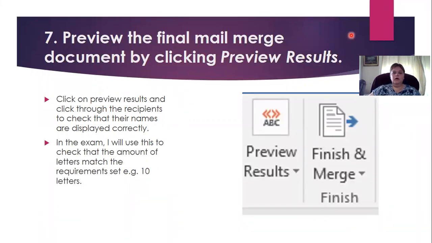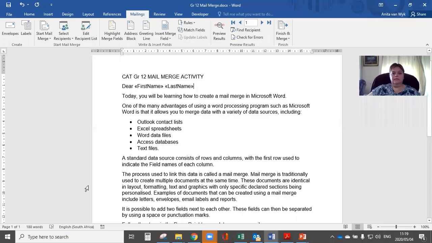Now, this is the one part. You guys, the grade 12s, they do really well. They set all the criteria and everything, but they forget to close the mail merge. So what you have to do is first check that it's done the mail merge correctly, and then we're going to have to finish the mail merge. Click on preview results and click through the recipients to check that their names are displayed correctly. In the exam, I will use this to check that the amount of letters matches the requirements set, for example, 10 letters. So let's go back to our mail merge.